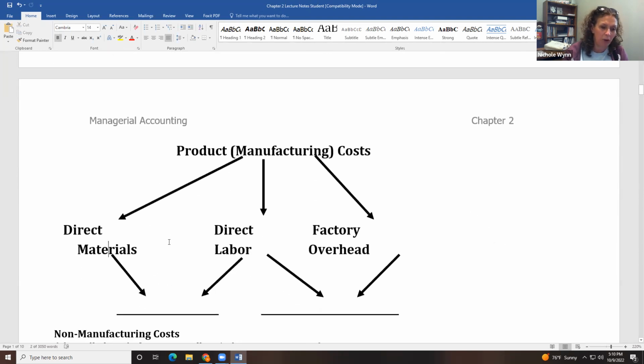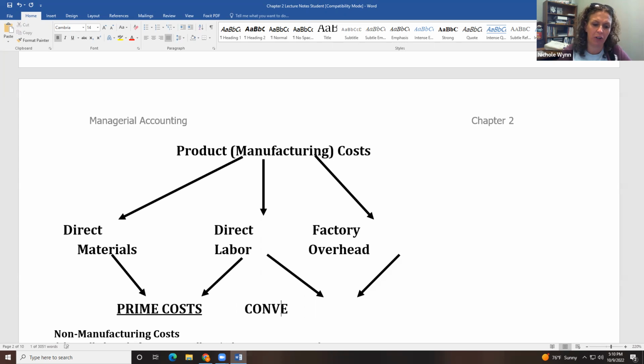Okay. So direct material and direct labor combined, we refer to them as direct costs. They're also called prime costs. So that's another term for them. So prime is just another word to describe the direct material and direct labor. And so when I think of prime, I think of primary. They're the main ones. Okay. So they're the main costs. And the direct labor and overhead combined are called conversion.